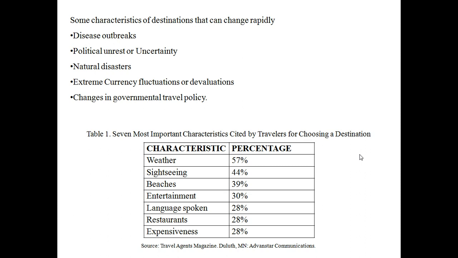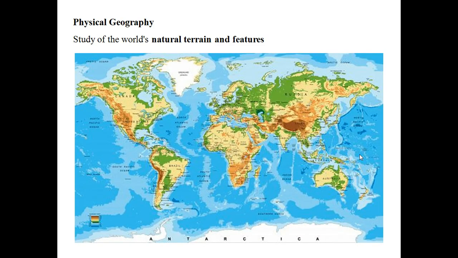Now, you have the tabular column of the travelers, I mean, the characteristics on what basis travelers choose a particular destination. So, weather 57 percent, sightseeing 44 percent, beaches 39 percent, entertainment 30 percent, language spoken 28 percent, restaurants 28 percent, and expensiveness 28 percent. The next is we go into physical geography.